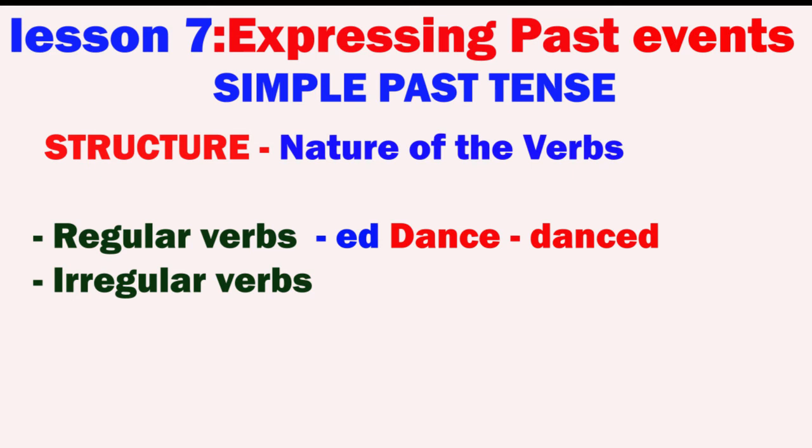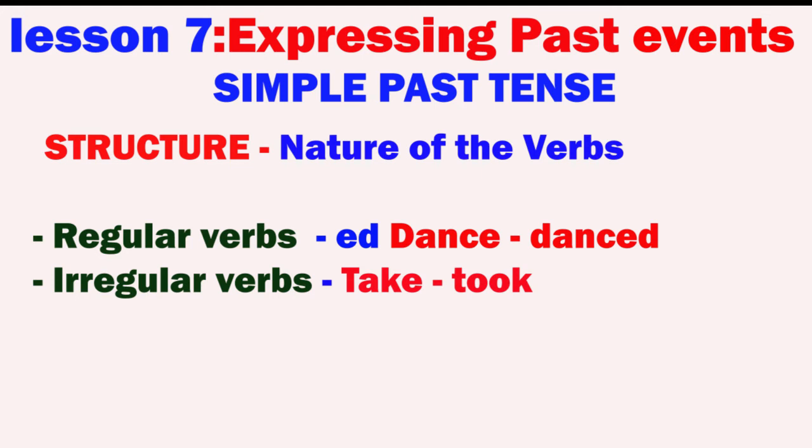Another kind is, as I told you, irregular verbs. These are verbs that do not add ed when they are forming the past tense. They take other forms. For example, the basic form of the verb may be come, which in the past is going to be came, and the word eat is going to be ate, and the word take is going to be took.